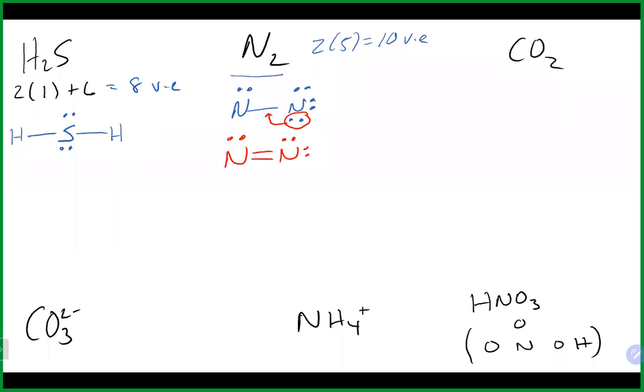Did that fix the nitrogen on the left? It did not. It got better. It's now up to 6 electrons, but it's still short. So there's obviously no place to make any more double bonds. So at this point, we then need to go to a triple bond.